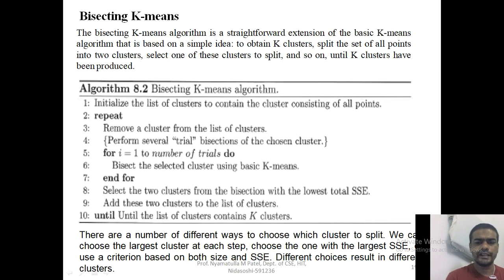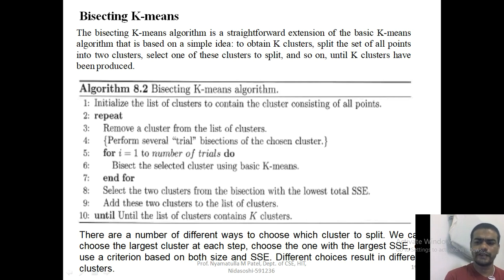So next, coming to one more point, bisecting k-means. The bisecting k-means algorithm is a straightforward extension of the basic k-means algorithm. It is again a variation of the k-means algorithm, a straightforward approach based on a simple idea. What is that idea?